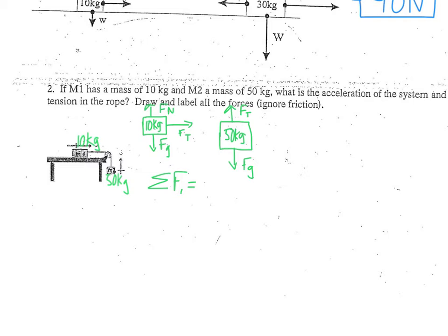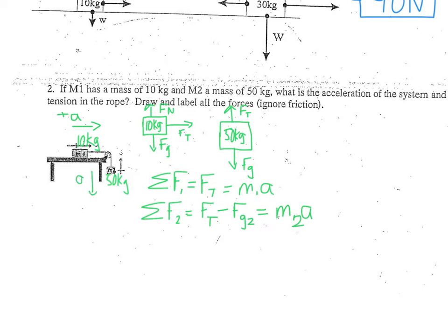So the sum of the forces on object 1, the only thing that's causing it to accelerate is the tension force. Sum of the forces on object 2, it's the tension force, which is upward, and we have to subtract the weight of object 2, and that's going to equal m2a for object 2. So object 1 is accelerating to the right, and so we would consider that a positive acceleration. Object 2 is accelerating downward, and so we would consider that a negative acceleration.